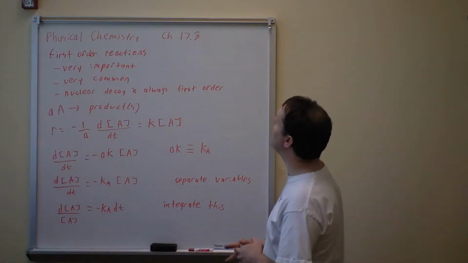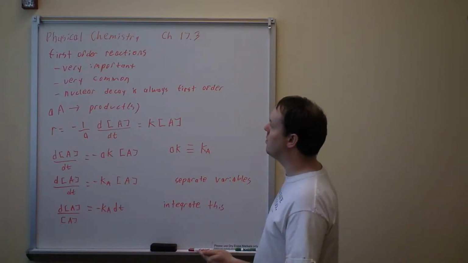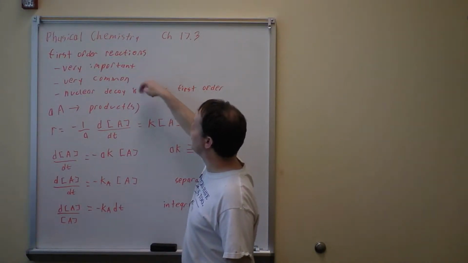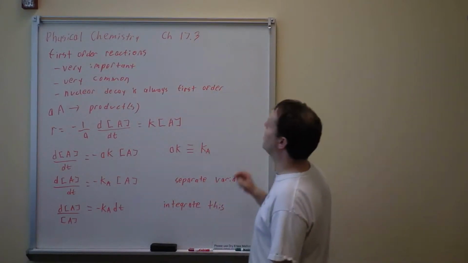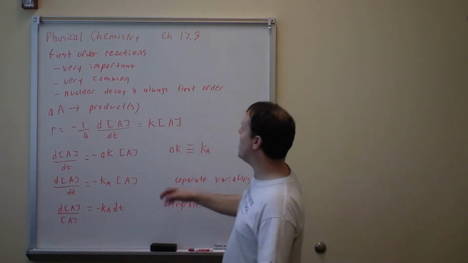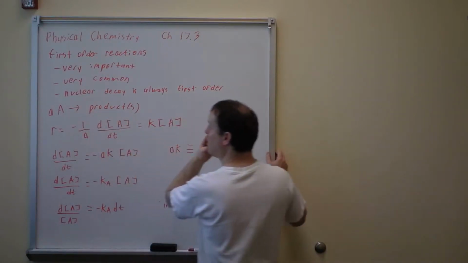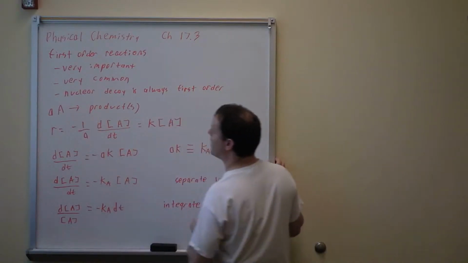Okay, continuing on chapter 17, section 3, we're integrating rate reactions. Now we're doing first order reactions. These are very important reactions, partly because they're very common. For example, all nuclear decay is always first order. For now, we have the reactant A, it goes to one or more products, which doesn't really matter, because the reaction rates are almost always based on the reactants anyway.